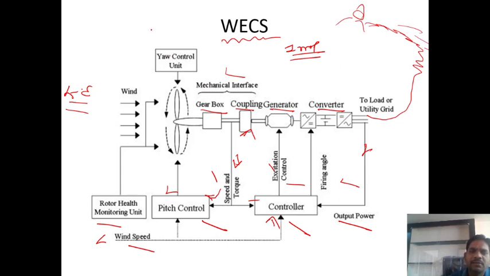And then we know the yaw control unit. What is the role of the yaw control unit? To check the direction of the wind and change the face of the wind turbine toward the direction of the wind. This is done with the help of the yaw control mechanism. So this is a simple explanation of the wind energy conversion system.